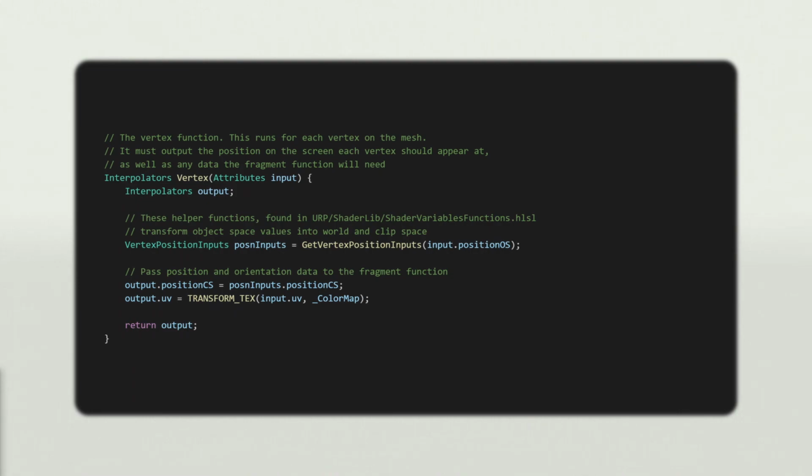In the Vertex function, pass the UV from the attribute struct to the Interpolator struct. We can also apply UV scaling and offset there, which we might as well. This way we'll only have to compute it once per vertex instead of once per pixel. It's a good idea to do as much as possible in the Vertex function since it generally runs fewer times than the Fragment function. Unity provides the transform text macro to apply tiling.